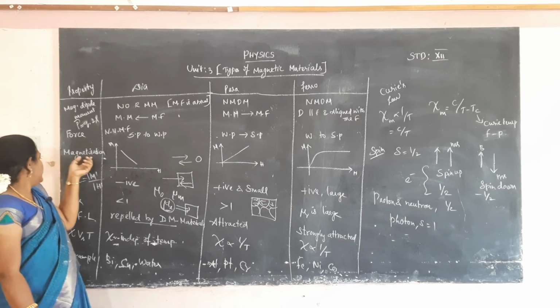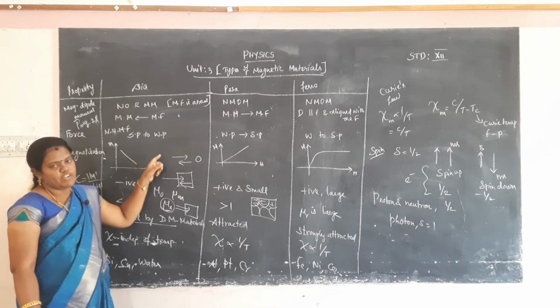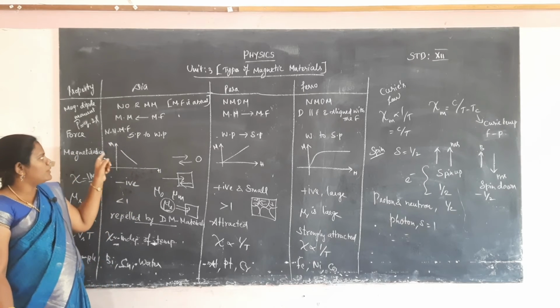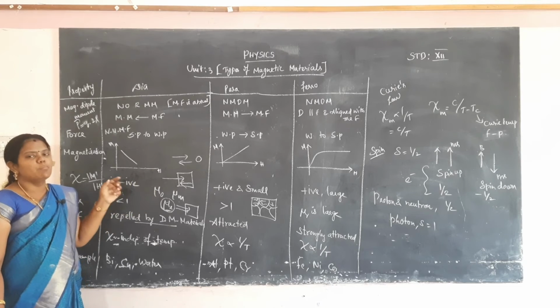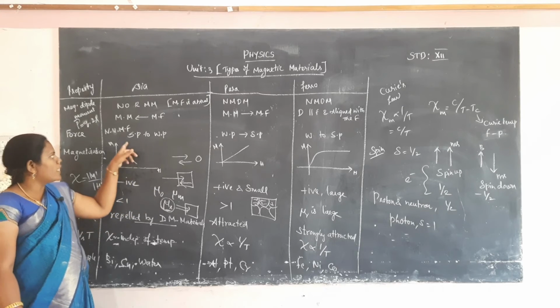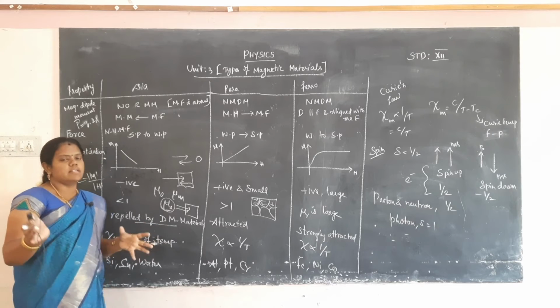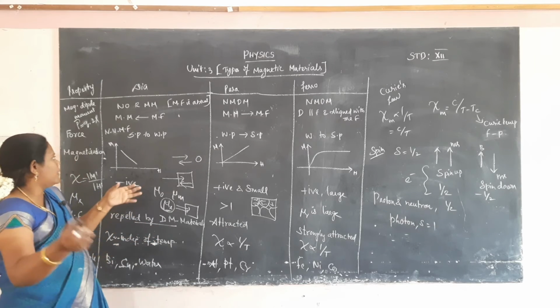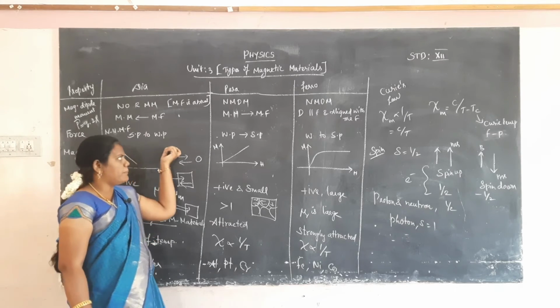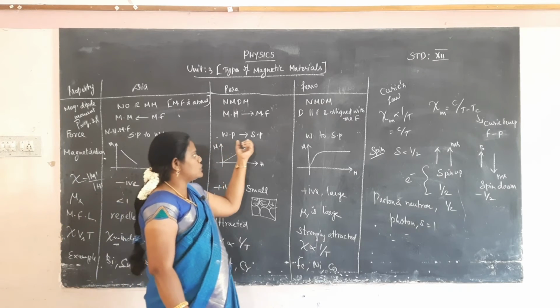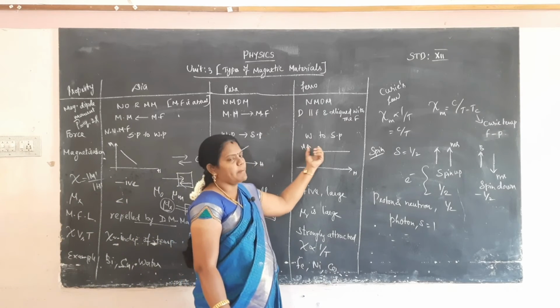And force: we apply a non-uniform magnetic field. In dia, the material moves from the stronger part to the weaker part. In para, it moves from the weaker part to the stronger part. In ferro, also from the weaker part to the stronger part.